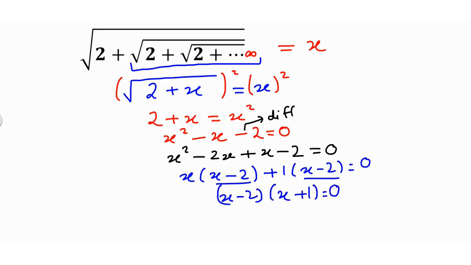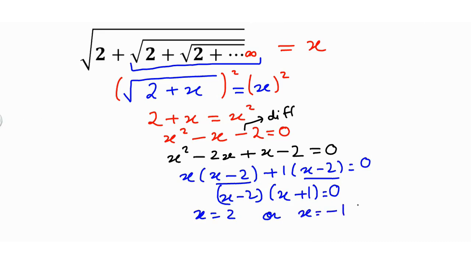Because the product of these numbers is 0, either x minus 2 will be 0. That will give us x equals 2, or x plus 1 is 0. That will give us x equals minus 1.